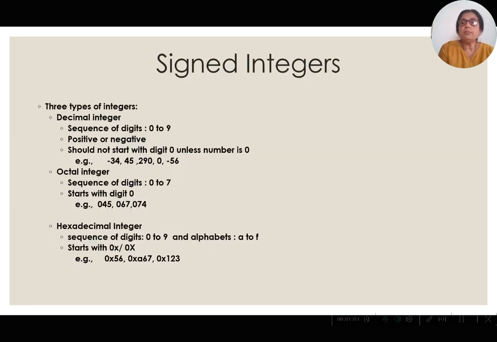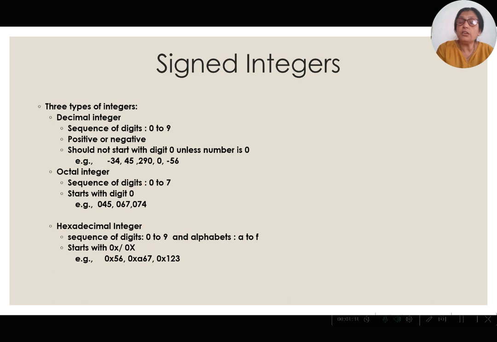Okay, this signed integer means it is either positive or negative. It is of 3 types: decimal integer, octal integer and hexadecimal integer. Decimal integer has base 10. Decimal has come from the word deca. Deca means 10, the base is 10. So it takes the digits 0 to 9, and it can be positive or negative.